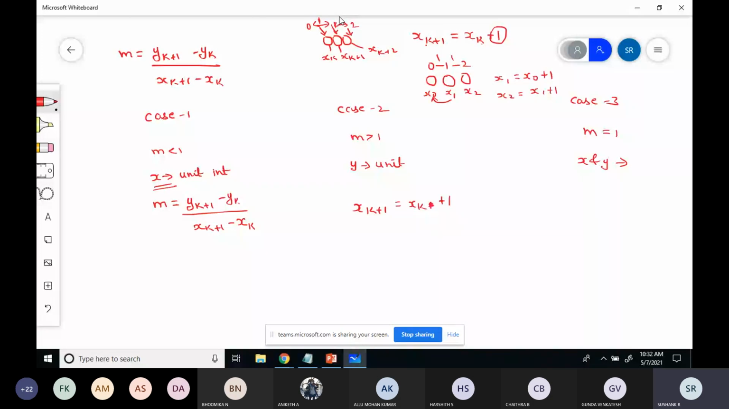Because here the difference between the pixels is only 1: 0, 1, 2, 3, value 1. So I can write it as x of k plus 1 is equal to x of k plus 1, because if I take this as k, this will be k plus 1, this will be k plus 2, this will be k plus 3. So x of k plus 1 is equal to the previous bit plus 1. x of k plus 2 will be the previous one plus 1, the previous pixel value plus 1. So x of k plus 1, I can write it as the previous pixel value plus 1.